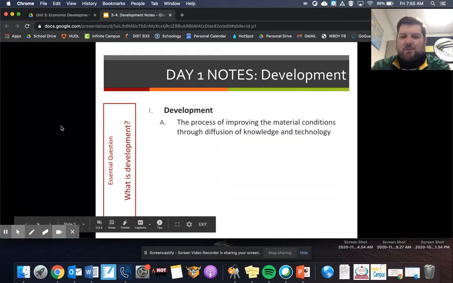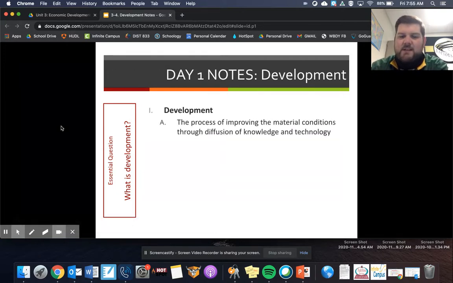Well, development is the process of improving the material conditions through diffusion of knowledge and technology. All right, so that's a lot of words for a pretty easy definition, okay? The process of improving your conditions through knowledge and technology, right? That's development. As you develop, you improve your conditions somehow. Okay. Hopefully, you learned from that intro activity that we have two types of countries that we will label here during this unit.